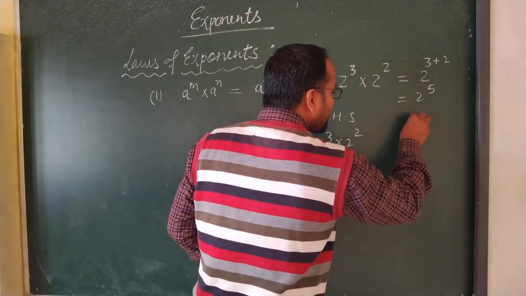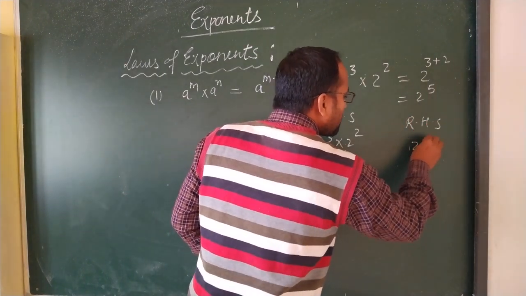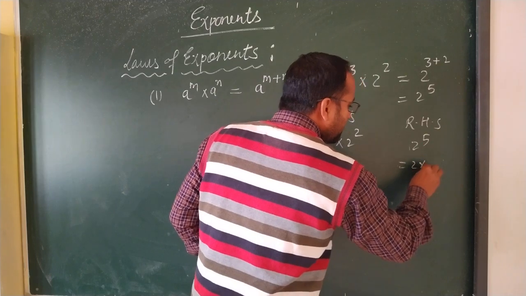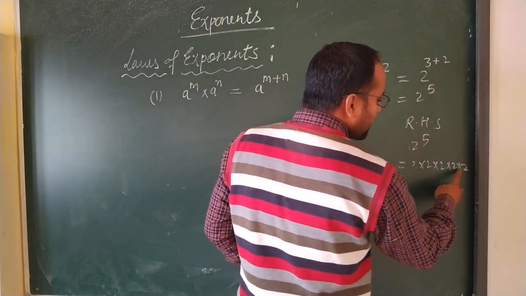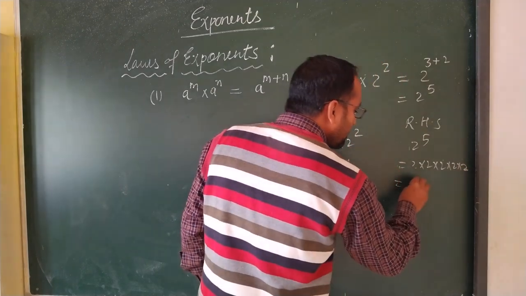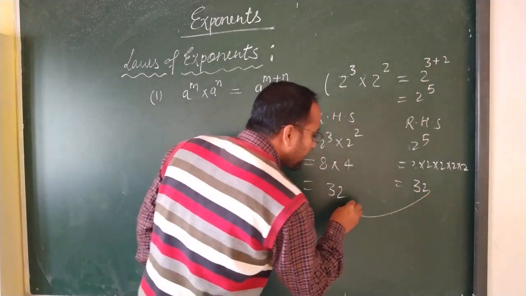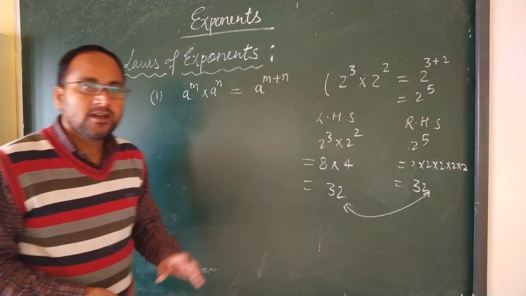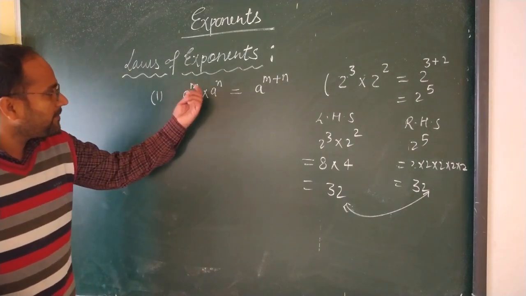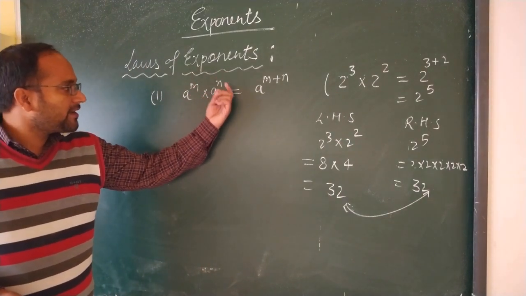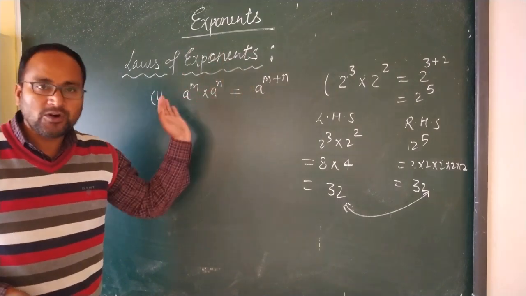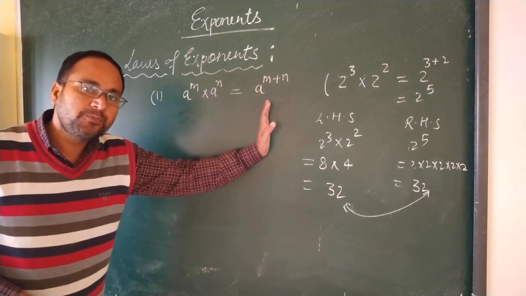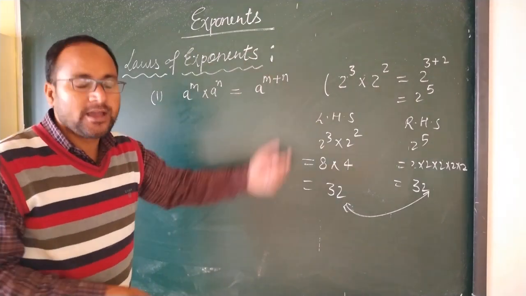And if you solve the right hand side, 2 to the power 5, 2 is multiplied 5 times: 2, 4, 8, 16, 32. In both cases you will get the same number. So a to the power m is multiplied by a to the power n. In multiplication, if bases are equal and powers are different, you will write the base one time and add your powers.